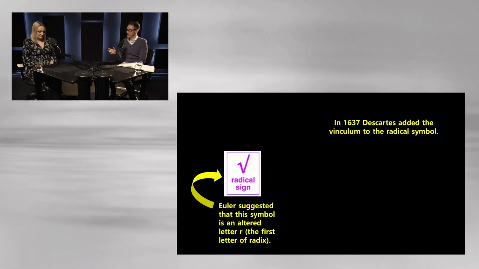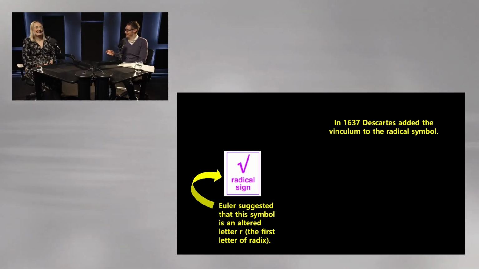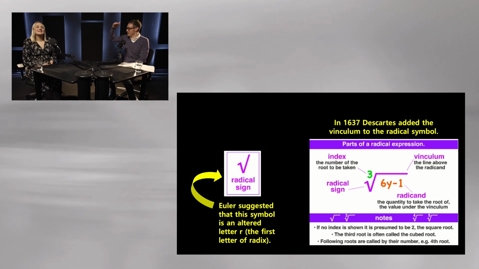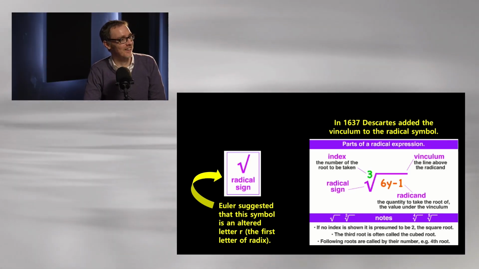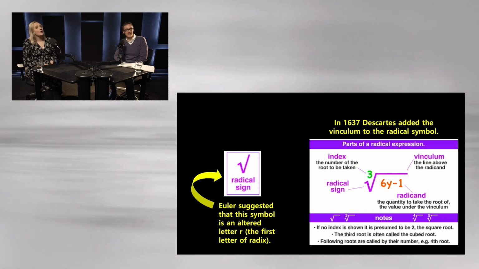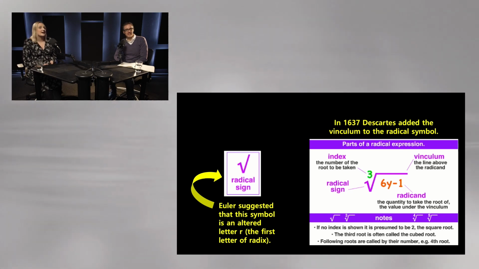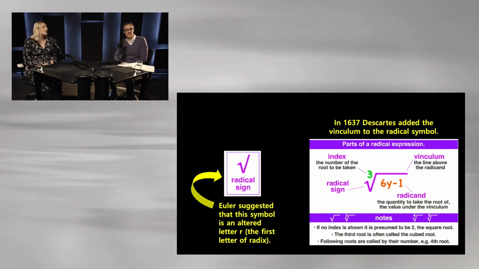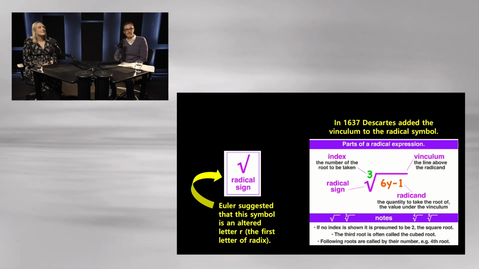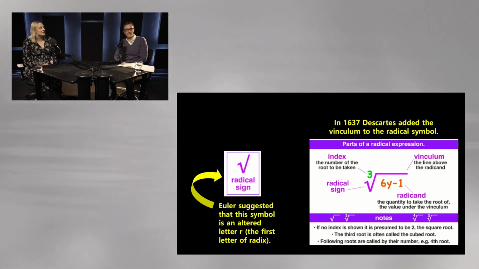You're chucking the word vinculum around like it's the most normal word in the world here, right? You mean the horizontal line across the top? There you go. So that shows it's a grouping. It shows that whole thing is being rooted, and in that case, not just the 6y. So the vinculum is essential there. If you were just writing root 2, the vinculum isn't essential. But I have had students put up their hand and ask, why haven't you put a line across the top? And it's a good question.